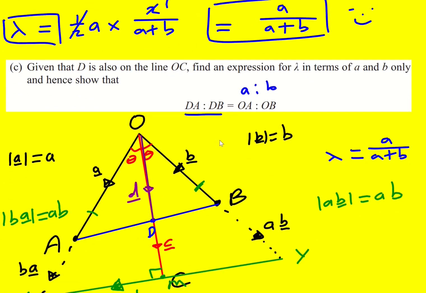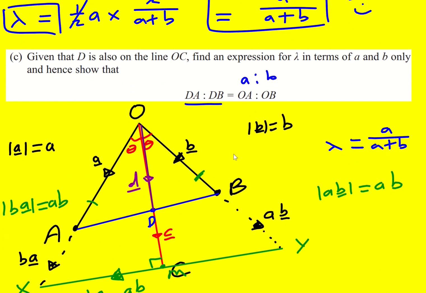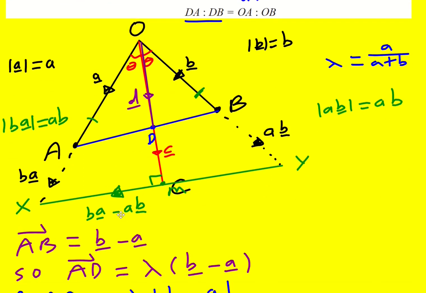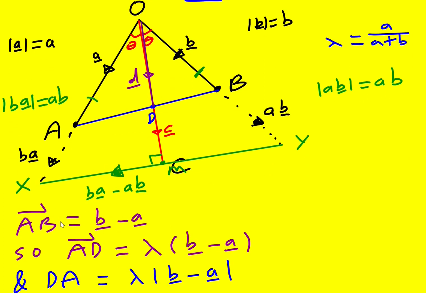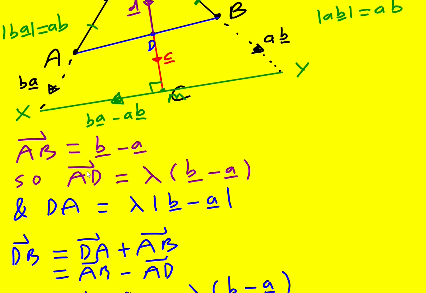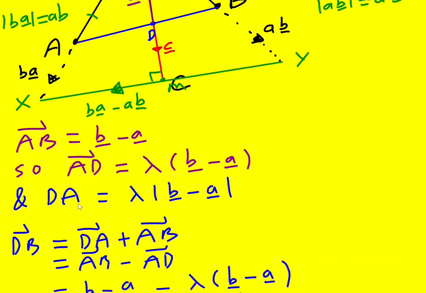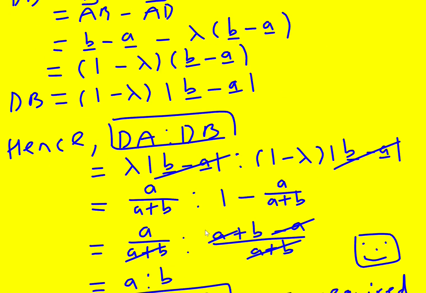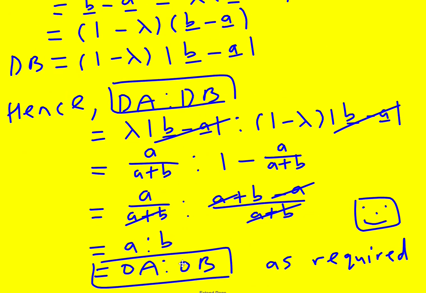And then finally, another drawing of the diagram. Looking at the ratio, we've got OA to OB. That's quite simple. And we can use previous information, AB, and we got AD as well, to work out this length, and similarly work out DB, put them into the ratio, simplify it, and we managed to get that it is the same as OA to OB. Okay, well done.